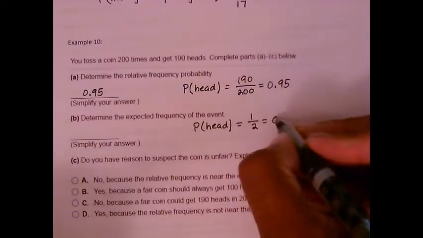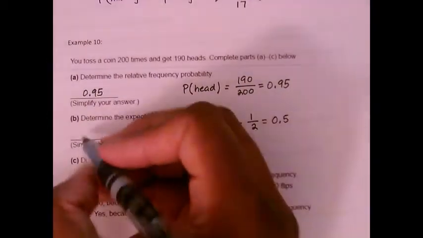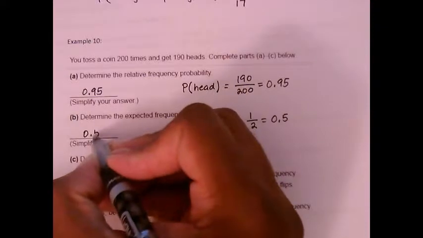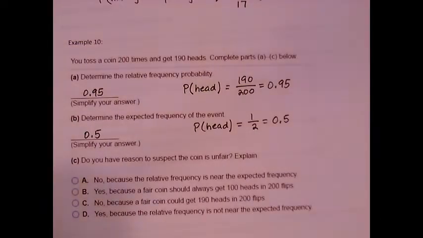Or, if you do 1 divided by 2, that's going to be 0.5. Okay? Now part C is, do you have reason to expect the coin is unfair? And explain.